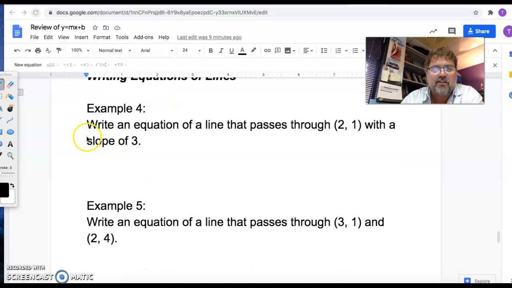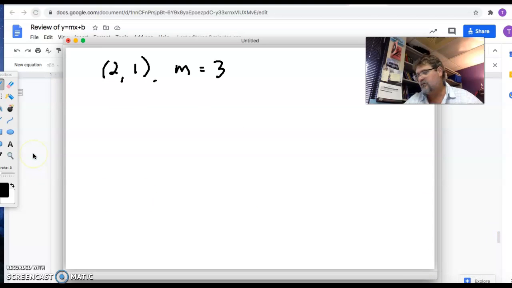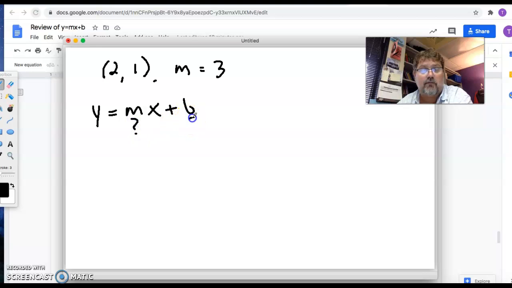All right, it says write an equation of a line that passes through the point (2, 1) with a slope of 3. All right, so what I want to do is just go to this tablet here and we'll just talk about what we need. If we're told to write an equation in this form, mx plus b, then we need m and b. Now we have m, so far we've got 3x, right? We know our slope is 3, they're telling me it has to be, but we just don't know b.